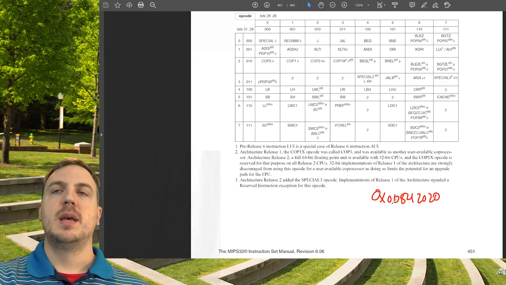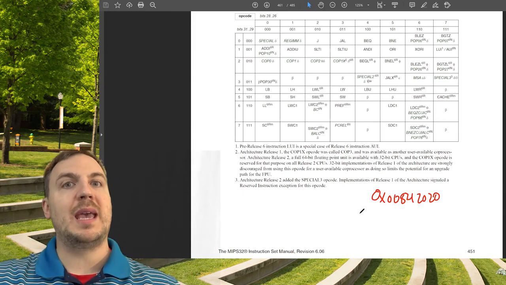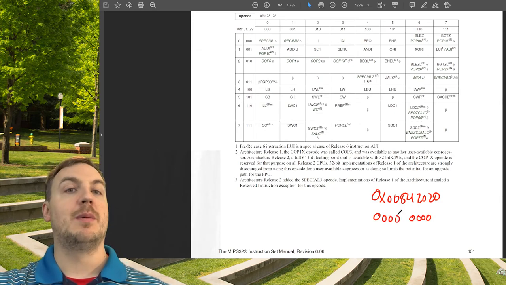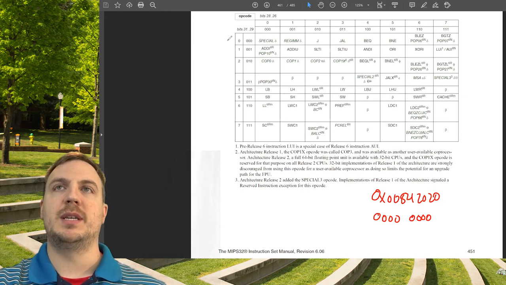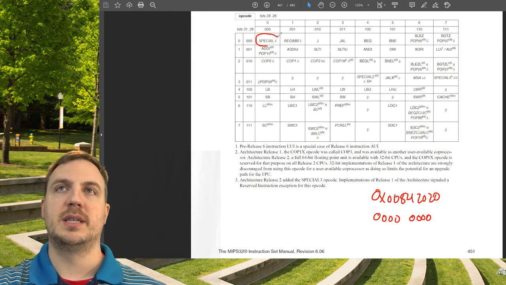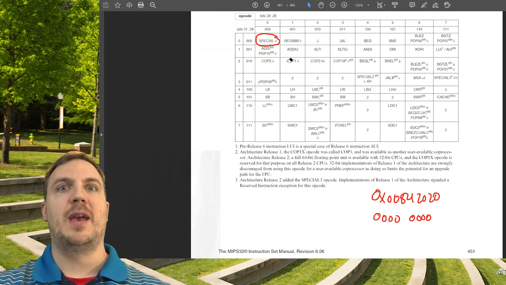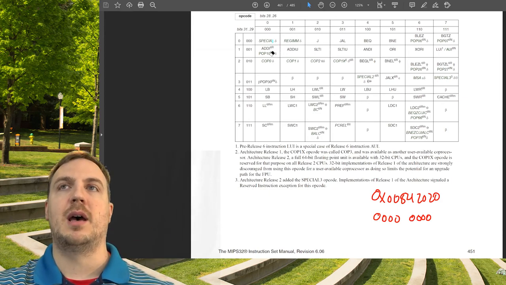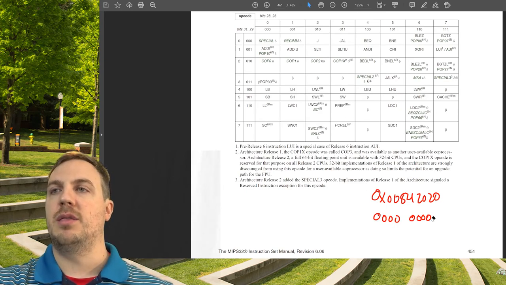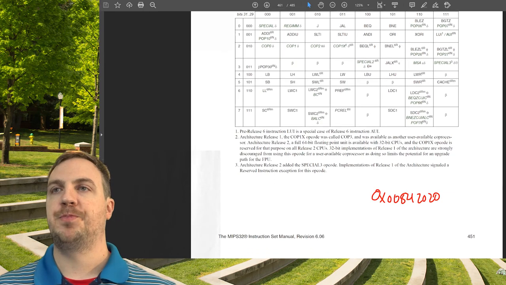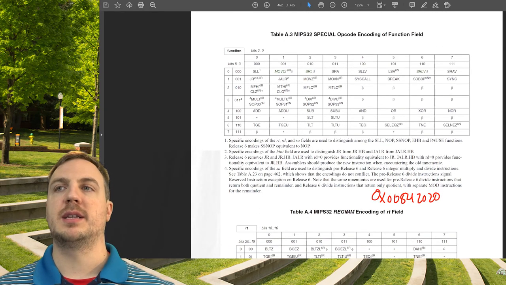0x00842020. Okay? So whenever we look at this, remember we're looking at the leftmost 6 bits. So we convert the first 2 hex digits into binary, which is going to give me all zeros. Now we look at that, we see it's all zeros, which leads us into this special opcode right here. So let's take a look at the special opcode. We know that if we have a special opcode, we have to go to table A.3. So let's go to table A3 and see if we can figure out what's going on here. So table A3, luckily, is the very next table.